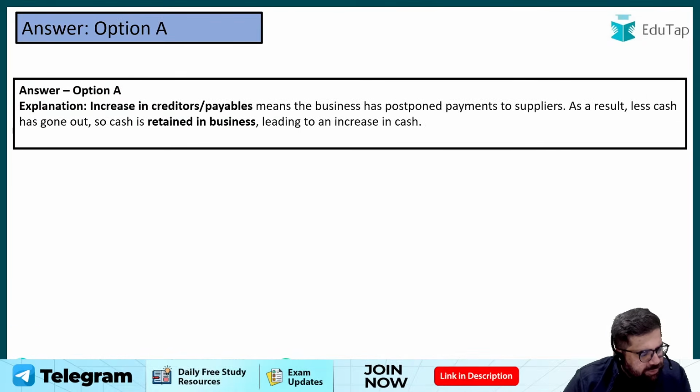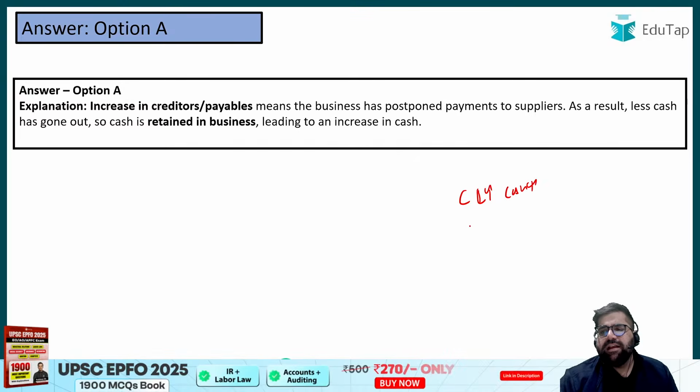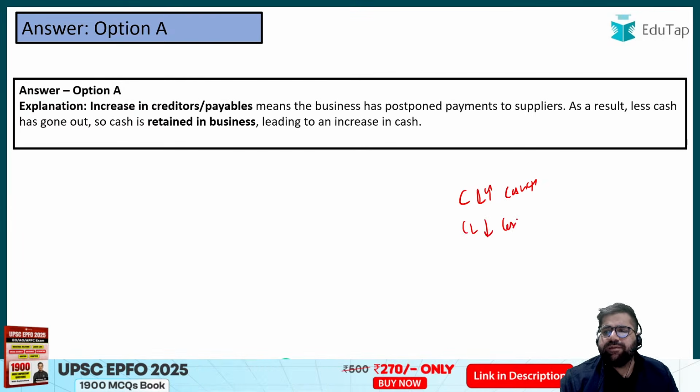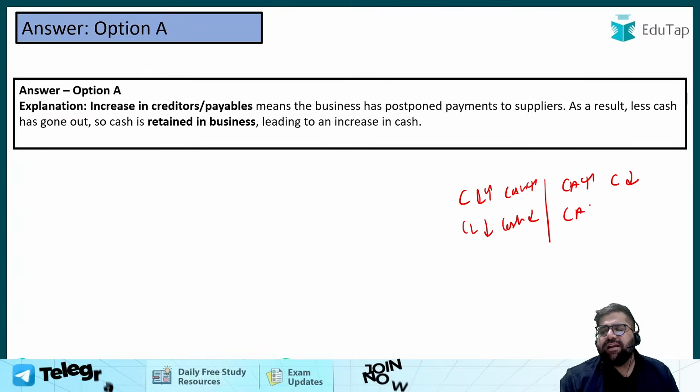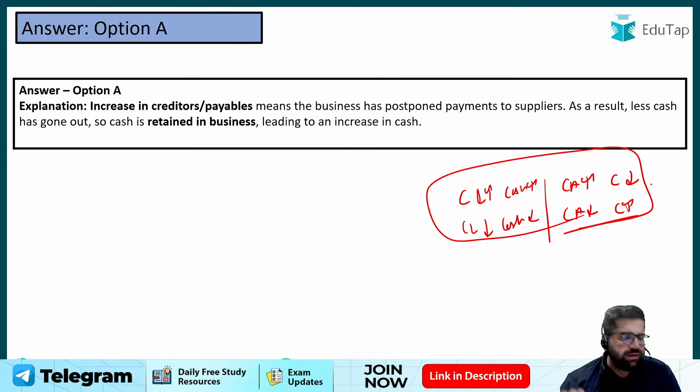So I can see many of you have given the wrong answers. Just remember this fundamental rule: if my current liability increases, my cash will also increase. If my current liability decreases, then my cash will also decrease. And if my current asset increases, then my cash will reduce. If my current asset decreases, then my cash will increase. ये एक fundamental principles है जो आपको याद रखने होंगे.